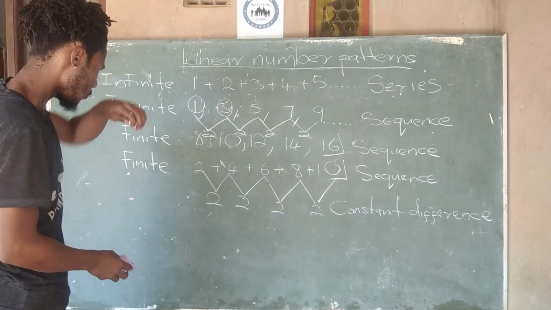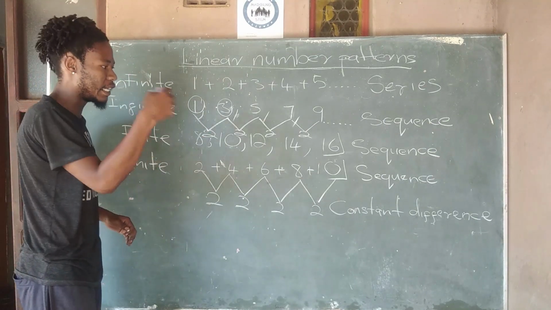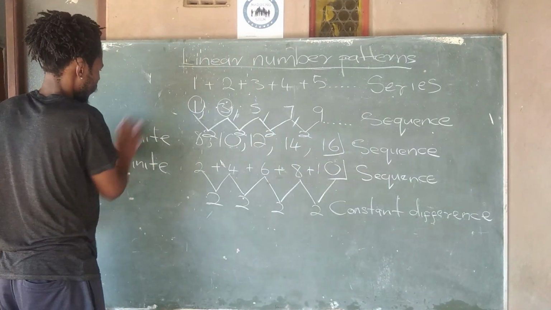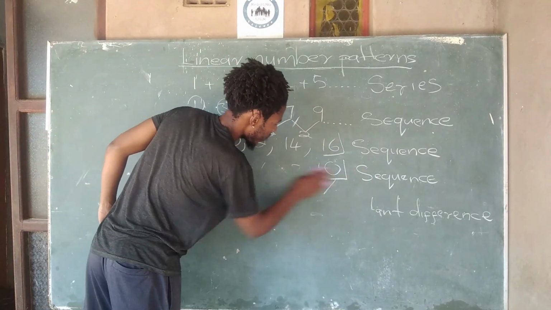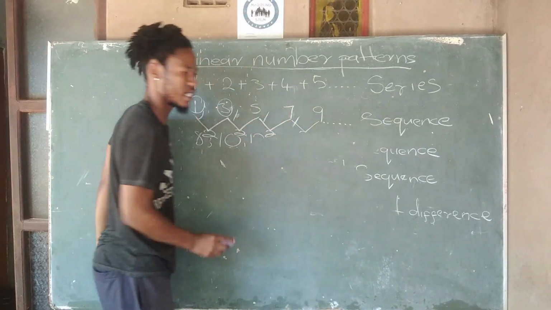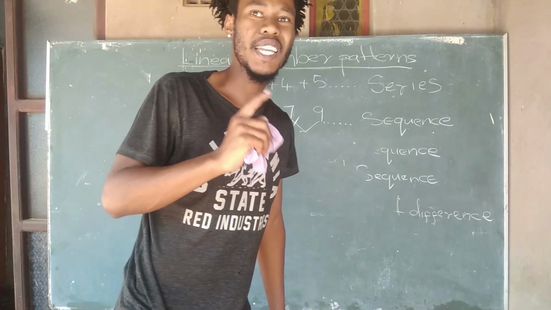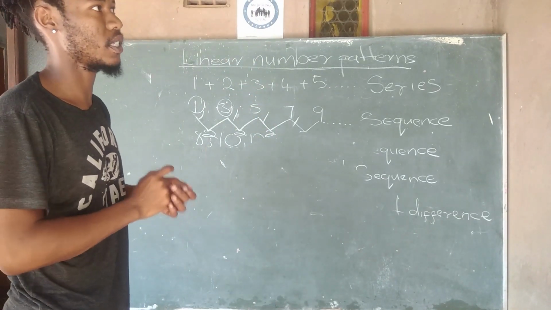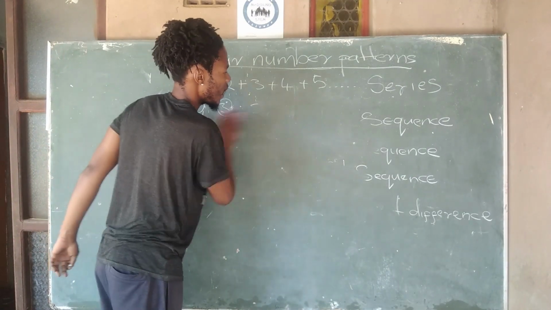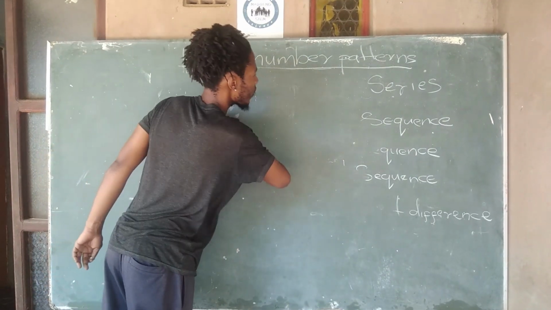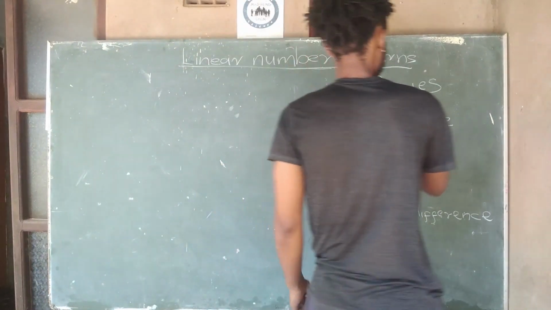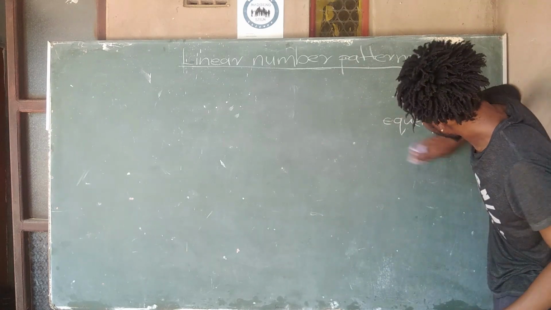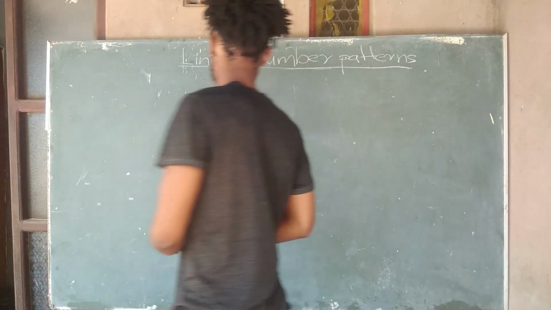But now we want to focus on the linear number pattern. What is a linear number pattern? A linear number pattern is a pattern that has one constant difference. It doesn't have a second constant difference like a quadratic sequence. It only has one constant difference, like this one.